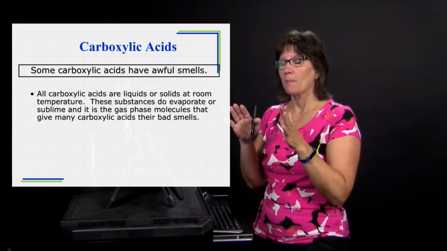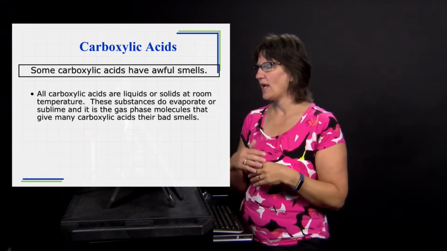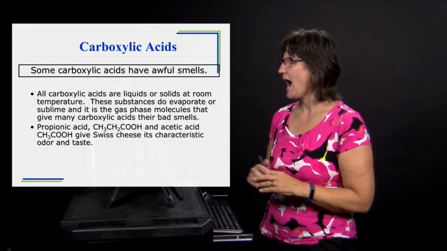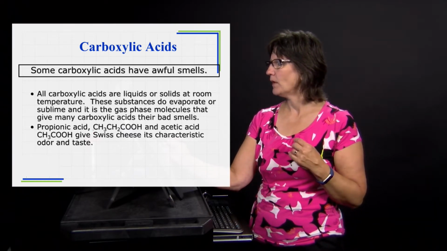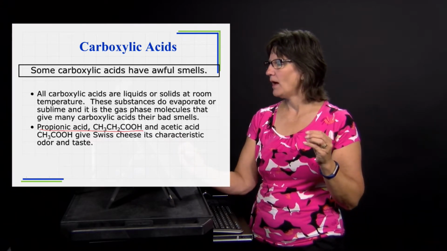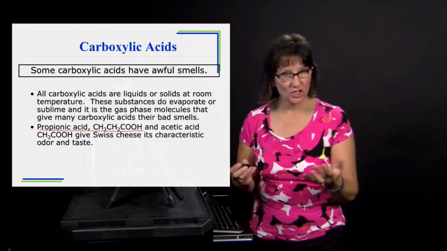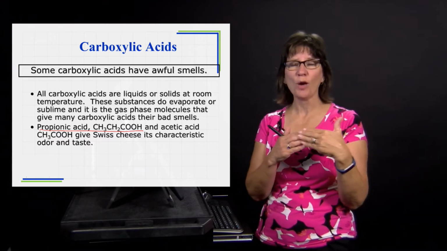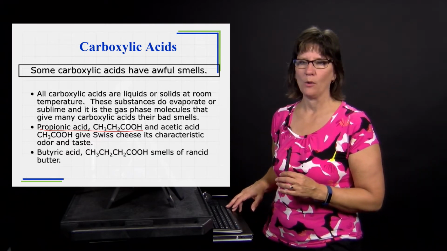So the molecules that have these long chains can get up into your nose and you can smell them, and a lot of them have really bad smells. I would not associate this really with a bad smell. Propanoic acid and acetic acid is what gives Swiss cheese, for example, its characteristic smell. So it's not really pungent and bad, but when that carbon group gets longer and longer, then it starts getting more foul.